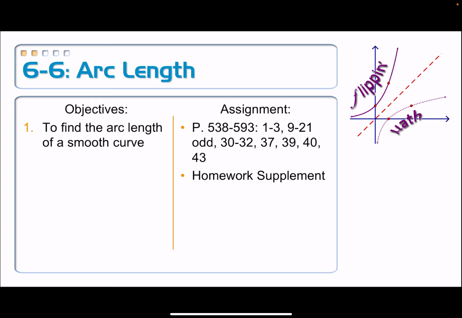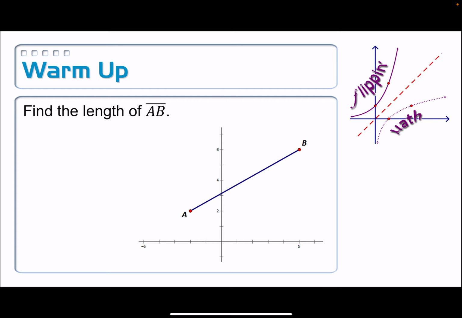Let's start by taking a look at this very simple warm-up question. Find the length of segment AB. I've got a segment that is graphed on the coordinate plane, and we know that we can't just count diagonally from A to B. We have to basically use the distance formula on this. Hey, where does the distance formula come from? It comes from the Pythagorean theorem.